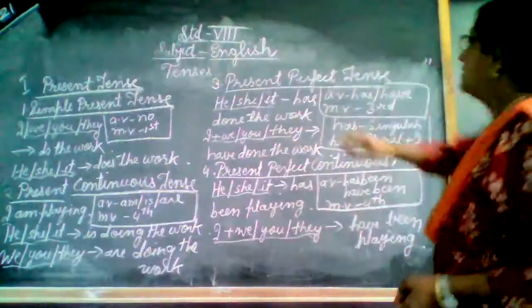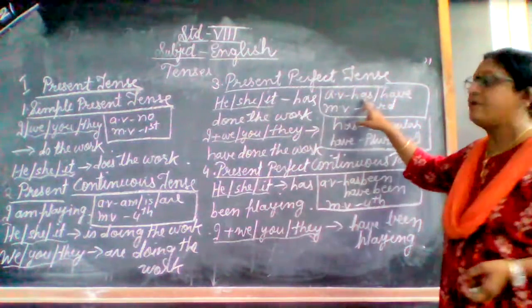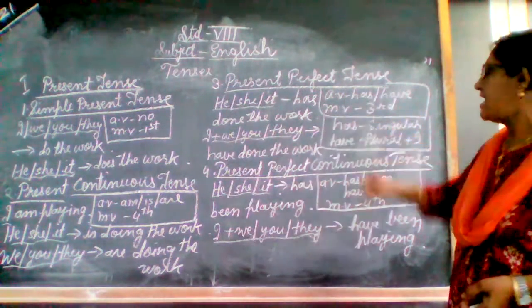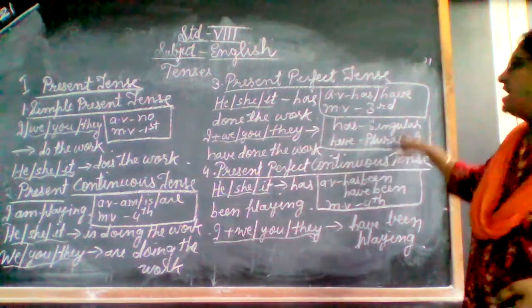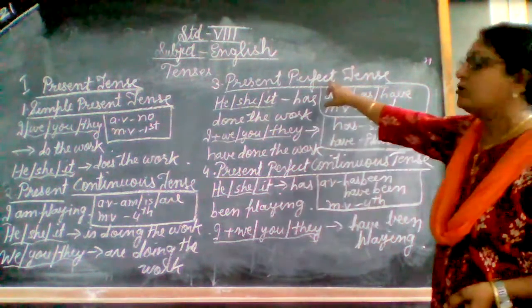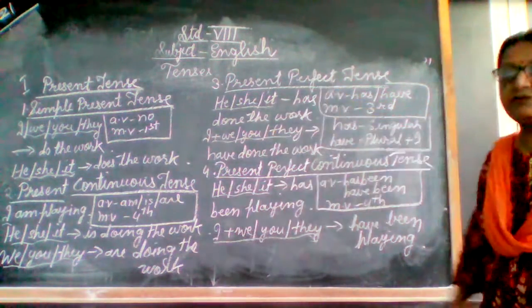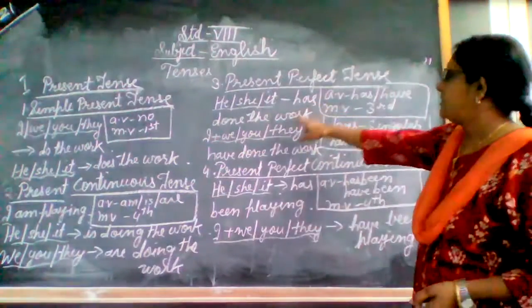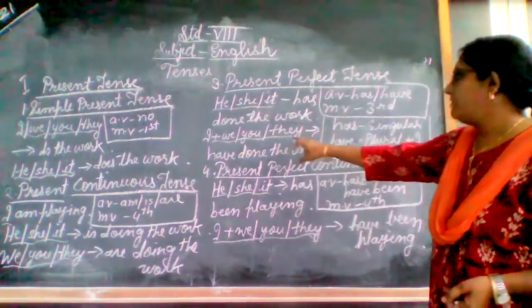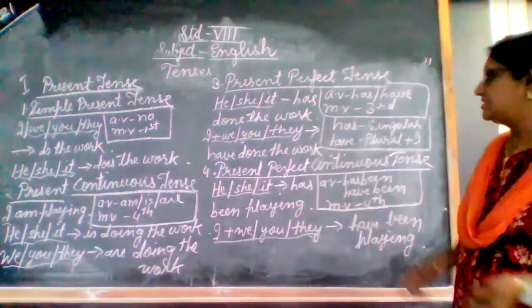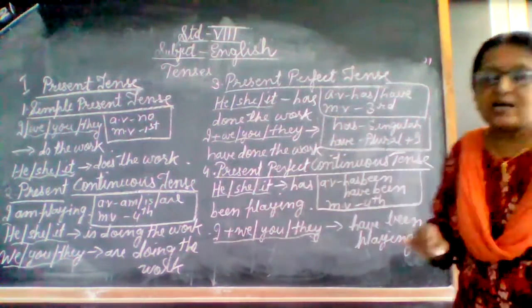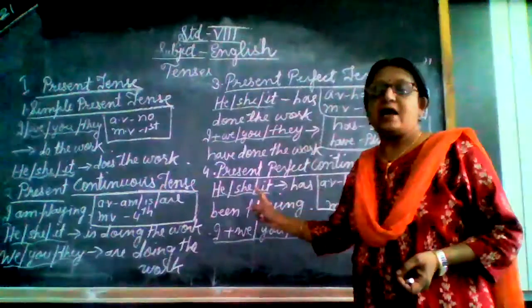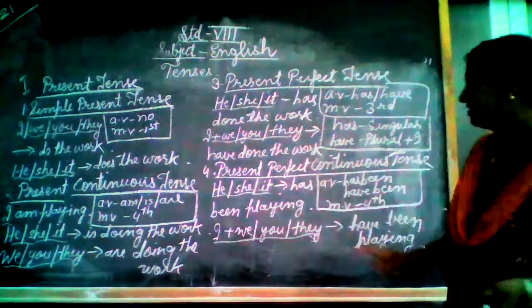Present perfect tense. Now listen here, in the present perfect tense we have two auxiliary verbs, has and have. Has for singular and have for plural and I. And the main verb is in the third form because it is the perfect tense. Okay, so in the perfect tense, the main verb will be in the third form. So he, she, it has done the work, and I, we, you, they have done the work. So this is exceptional, that with I also we are using have. Okay, we are not at all using has with I. I has, no, I have always.